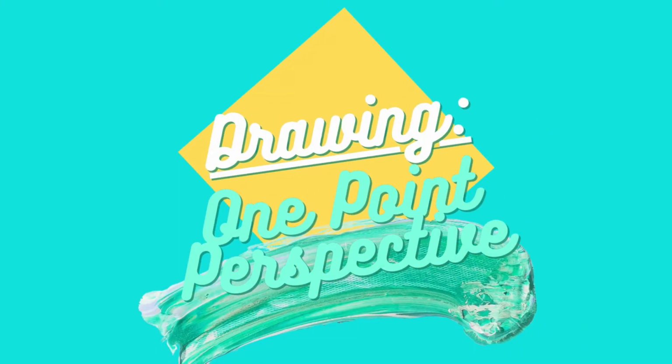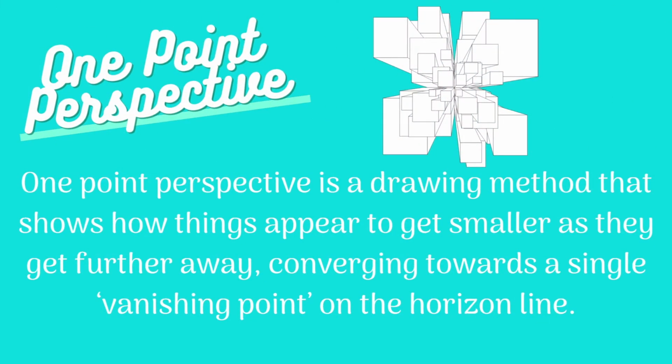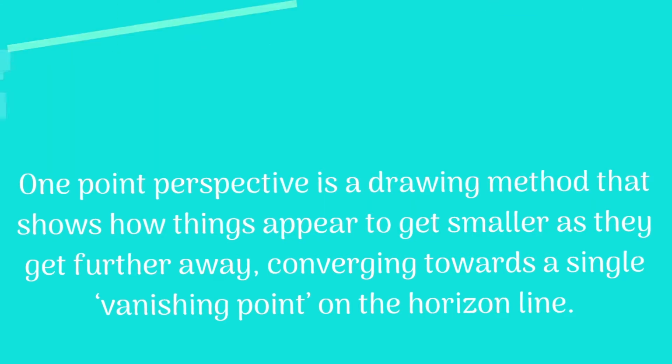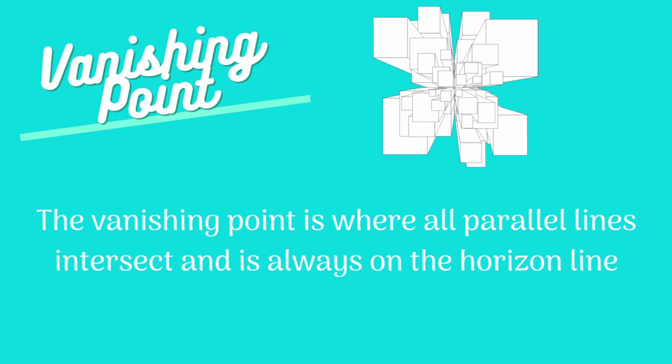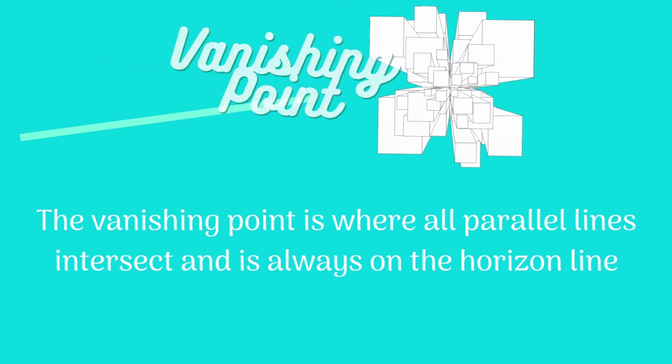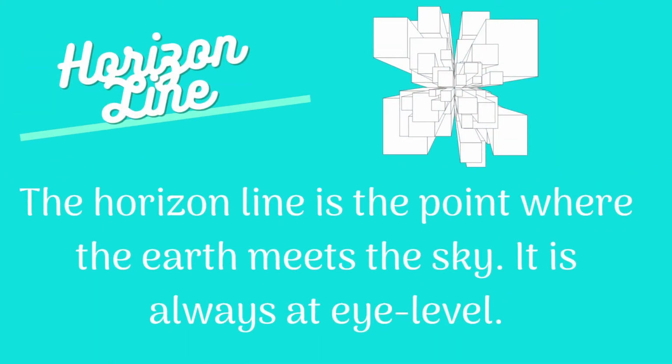Drawing, one-point perspective. One-point perspective is a drawing method that shows how things appear to get smaller as they get further away, converging towards a single vanishing point on the horizon line. The vanishing point is where all parallel lines intersect and is always on the horizon line. The horizon line is the point where the earth meets the sky. It is always at eye level.